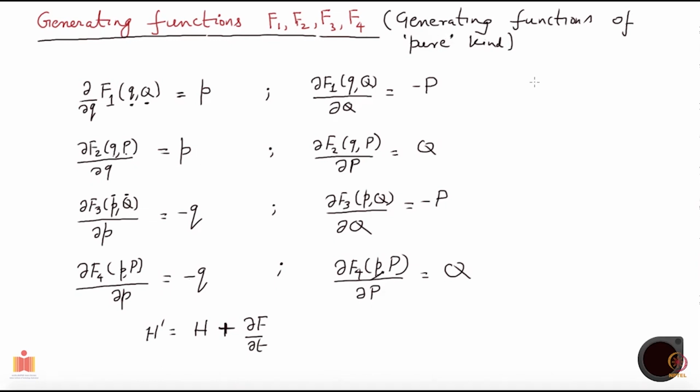And there may be transformations which will be canonical but are not necessarily generated by generating functions of pure kind. So they may be of mixed form, a mixed form of generating functions of type f1 and f2 and so forth. Let me give you an example. And such generating functions are called generating functions of mixed kind.